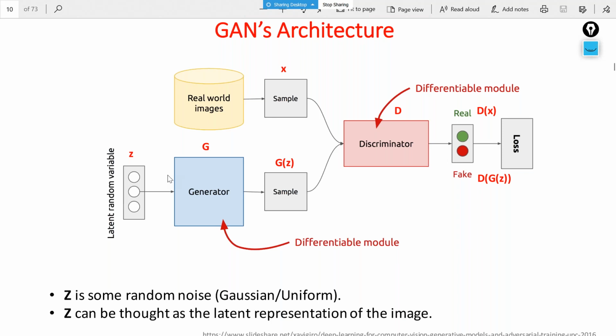If you notice, GANs are not a single model, it is a dual model. There are two trainings happening simultaneously. So there are two models. One is the generator and the other is a discriminator.